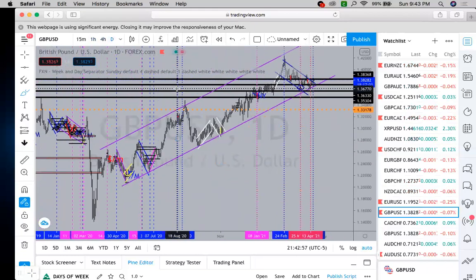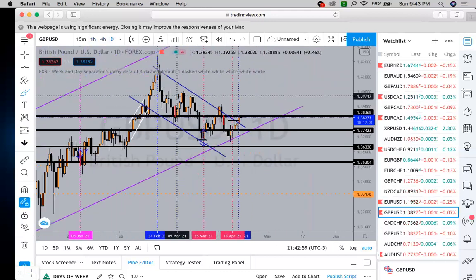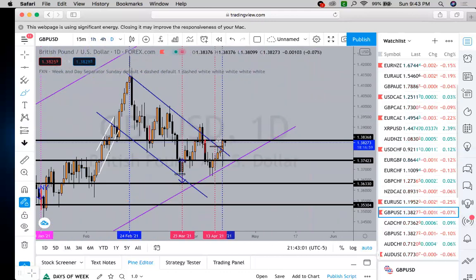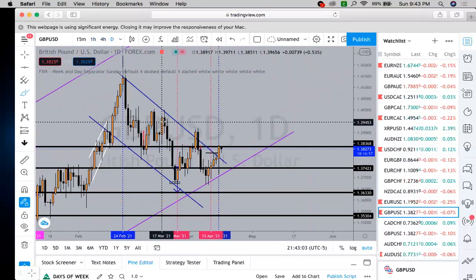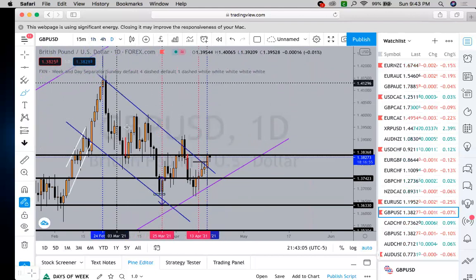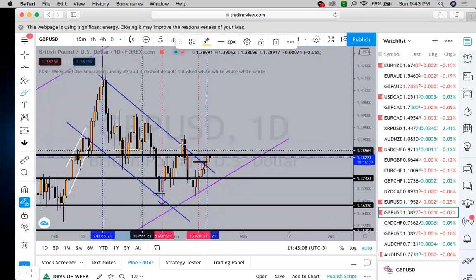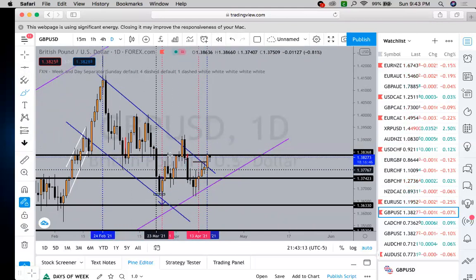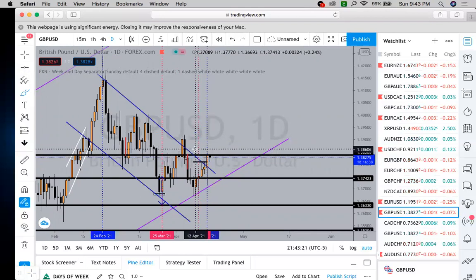The GU on the daily, same thing. GU, a lot of liquidity in this area. I see lots of it, right? Broke, retest, broke, came back. A lot of people are going to sell right here.